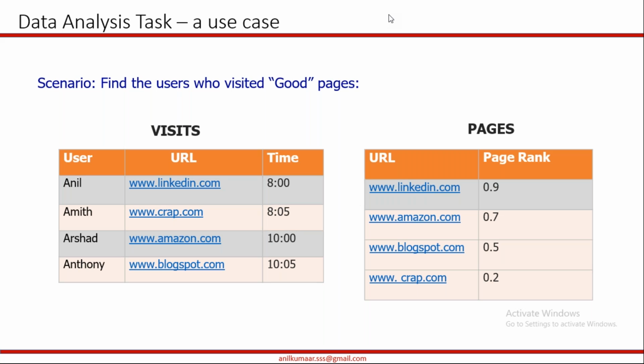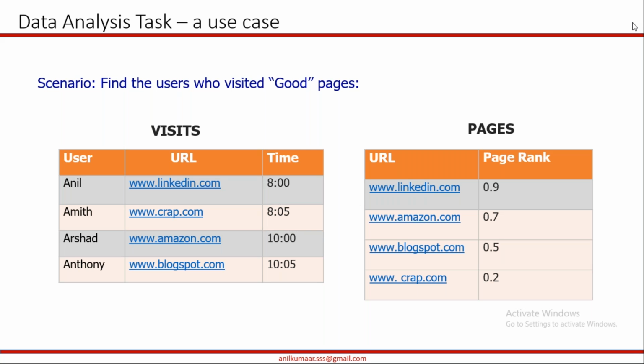Okay, fine. Right. So coming to this, we'll try to understand with a simple data analysis task. I'm having two data sets here, visits and pages. One has the user, URL and time, and the other has the pages, which talks about the URL and the page tag.